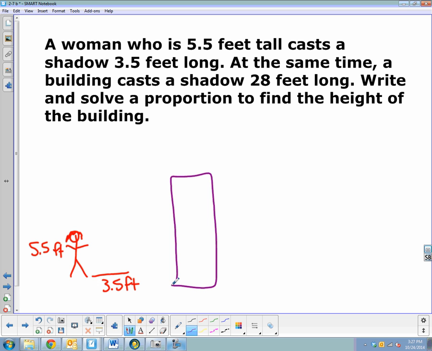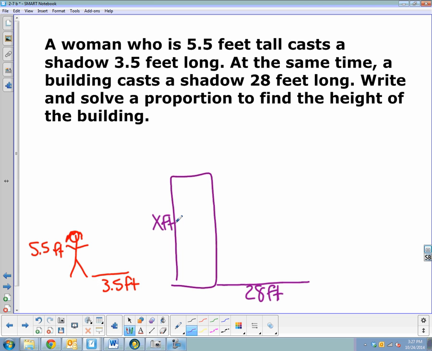Okay, at the same time, a building casts a shadow that's 28 feet long. There we go, 28 feet long. Again, my artistic ability is awful, but it's a picture. And it gives us an idea of where things are. If you want to be more artistic, please do. But it gives me an idea of what's going on in the problem. And that's what I need you to do, is to get a visual idea of how things are related to one another.